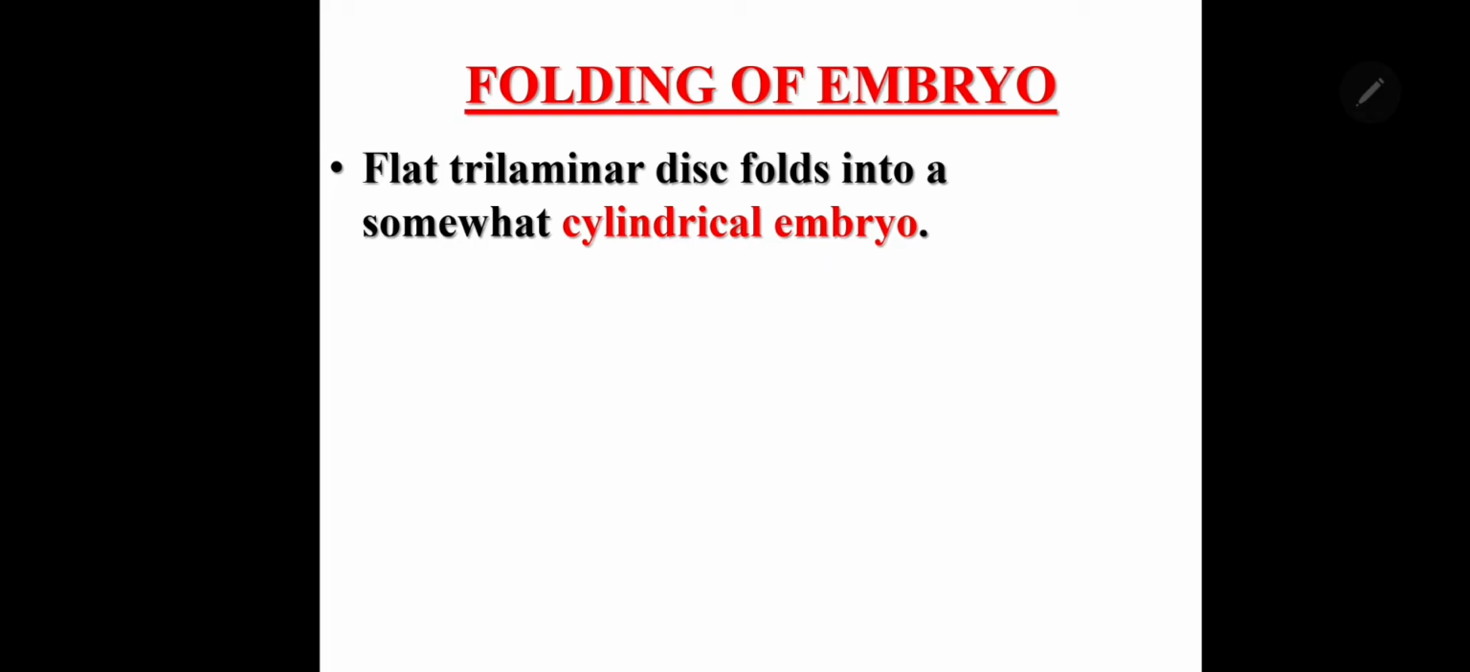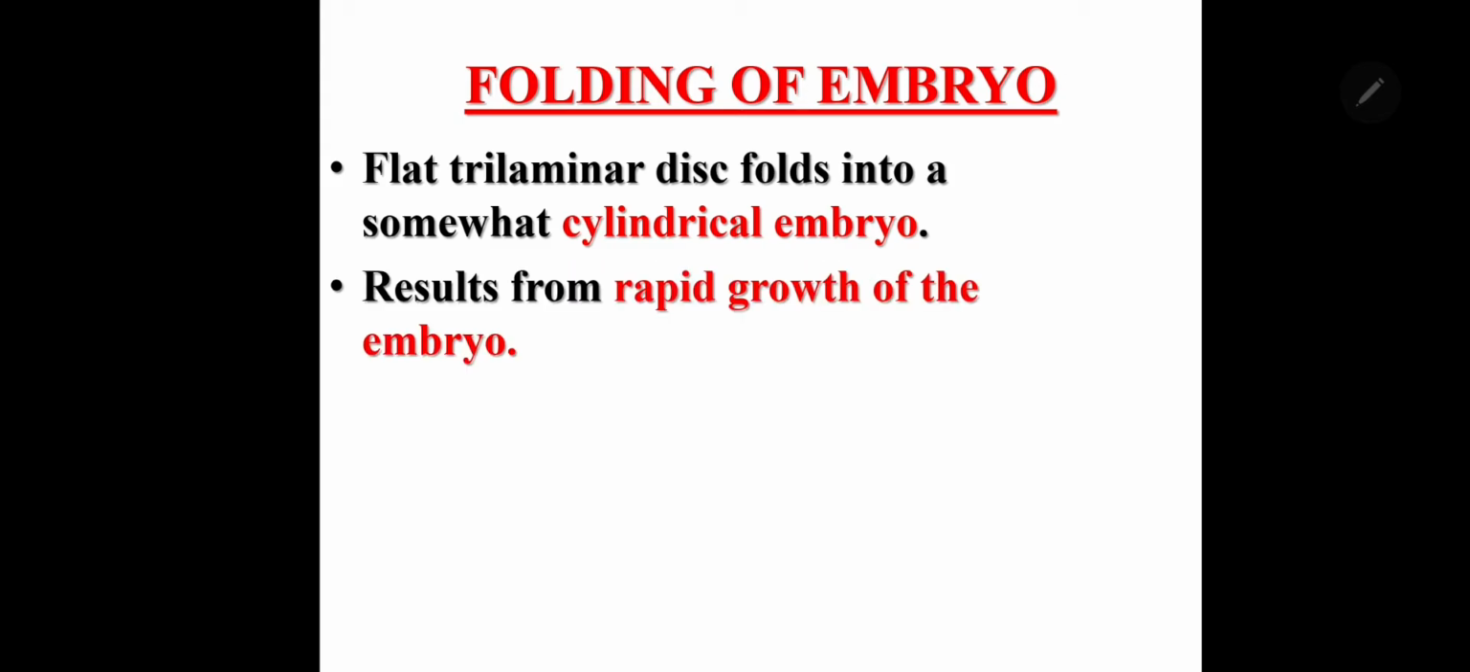Why? Because the flat trilaminar disc folds into a somewhat cylindrical embryo, to provide a contour to the embryo, so that the flat pear shaped trilaminar disc is converted into a cylindrical embryo. It results from the rapid growth of the embryo, especially the formation of the CNS and other systems. Because of the rapid growth of somites also, there will be head folding, tail folding, and lateral folding.